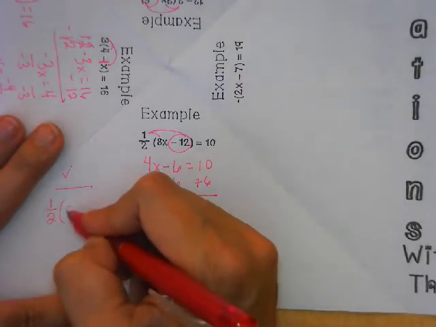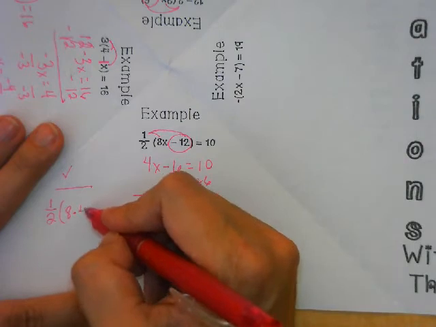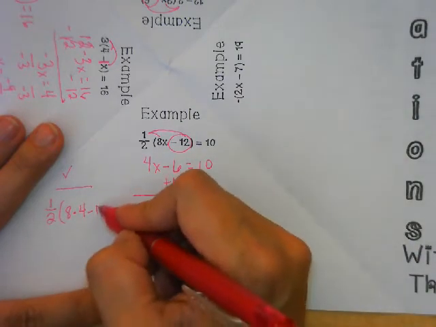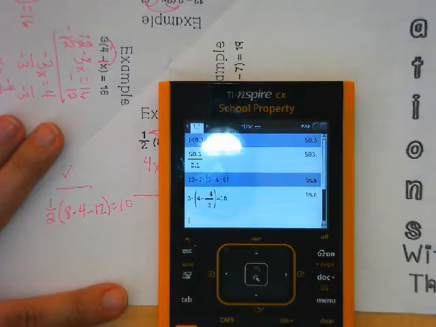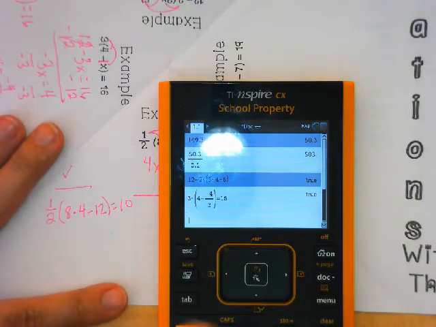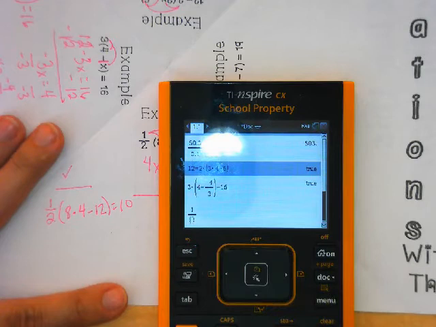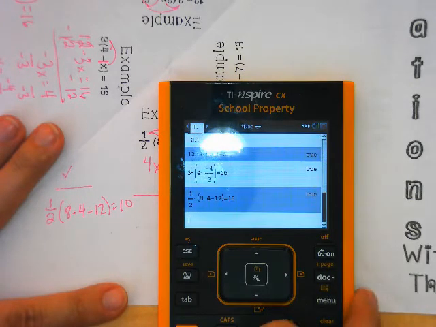Half of 8 times 4 minus 12 equals 10. Again, control divide, so 1/2, parentheses, 8 times 4 minus 12, equals 10, and we got a true statement.